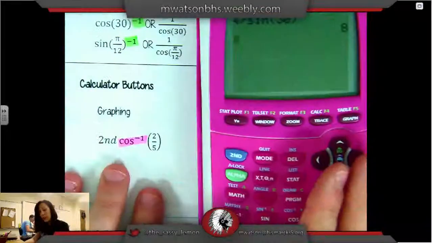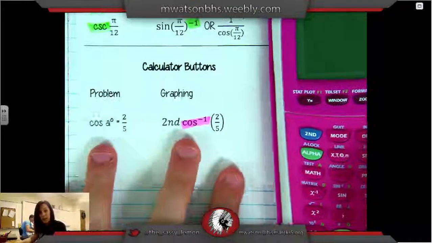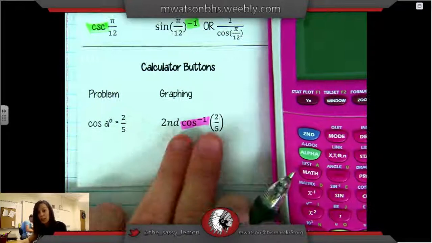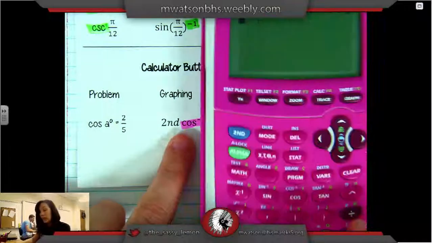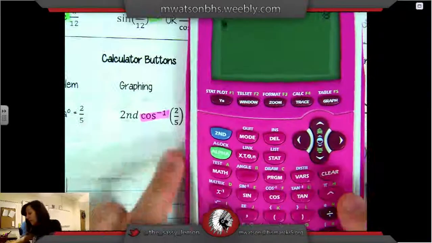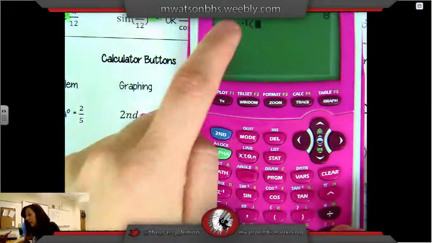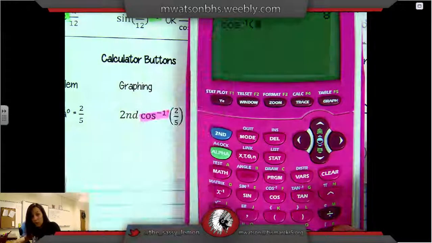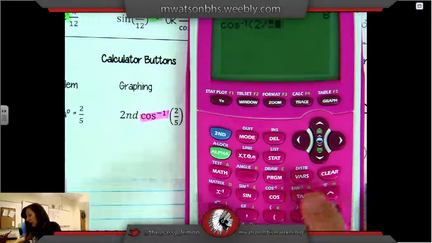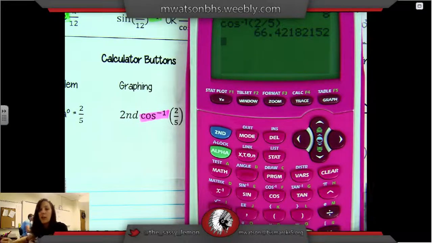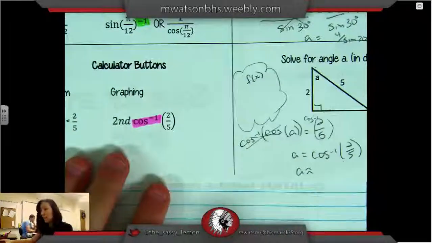So grab your calculator, and you can see I've already got written over here. This is our problem that we started with. Here's what we need to type into our calculator. So we need to type in second, and then hit the cosine button. And you see that inverse cosine pop up there. And then we're going to do 2 divided by 5. Remember, graphing calculators don't have a fraction button, but 2 divided by 5 is the same as the fraction 2/5. Type it in, approximately 66.4.